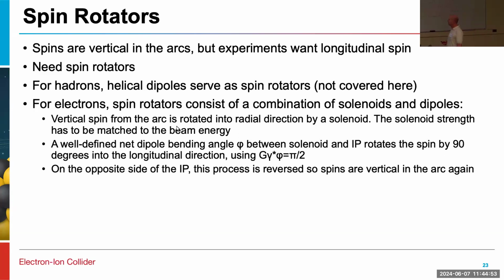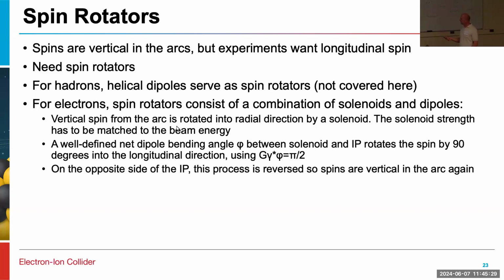For electrons, we use a combination of solenoids and dipoles. So your spin is coming out of the arc, it's vertical, and then it goes through a solenoid of a very well-defined strength. The solenoid then rotates your spin into the radial direction. So it's pointing to the outside of your ring or the inside. Let's say it points to the outside. So it's a 90-degree rotation. And then I have to apply a dipole after that which rotates the spin by 90 degrees from radial to longitudinal.